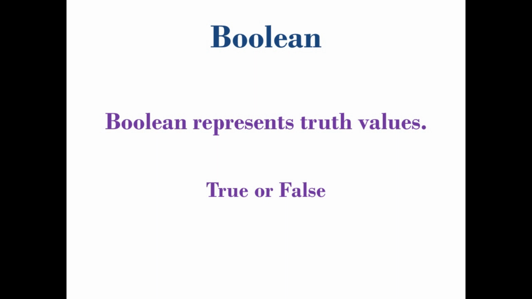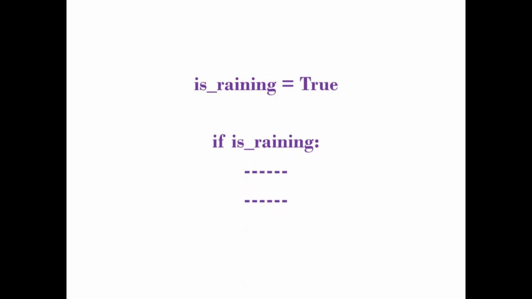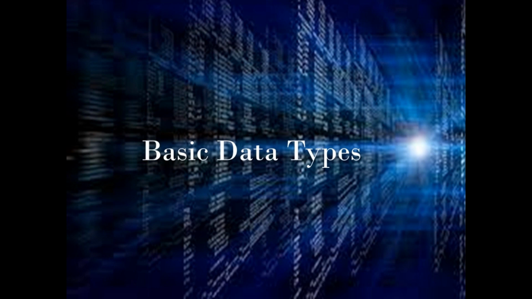In this example, we assign the value true to the variable is_raining. Booleans are used for decision making, comparisons, and control flow in programming. Here, we use the is_raining variable in a conditional statement to check if it's true. Based on the result, different actions can be taken within the program. So these are the fundamental data types that you will encounter in most programming languages.